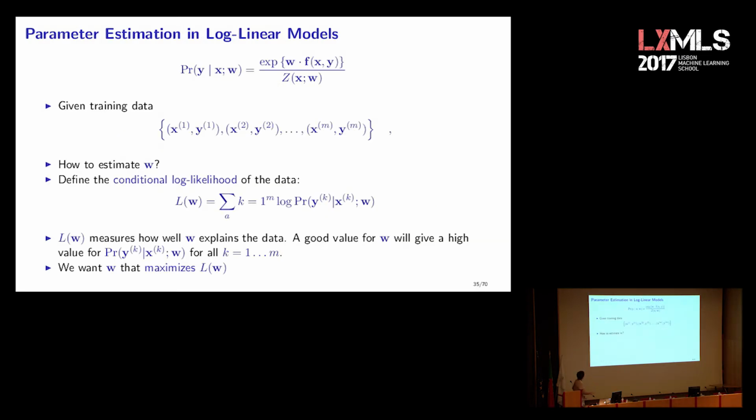So parameter estimation is: I have a model, I have training data, and I want to give values to the W. Okay? How do I estimate W? Whenever we have probabilistic models, what is very useful is to define the conditional log likelihood of the data. Okay? So let's look at this definition.